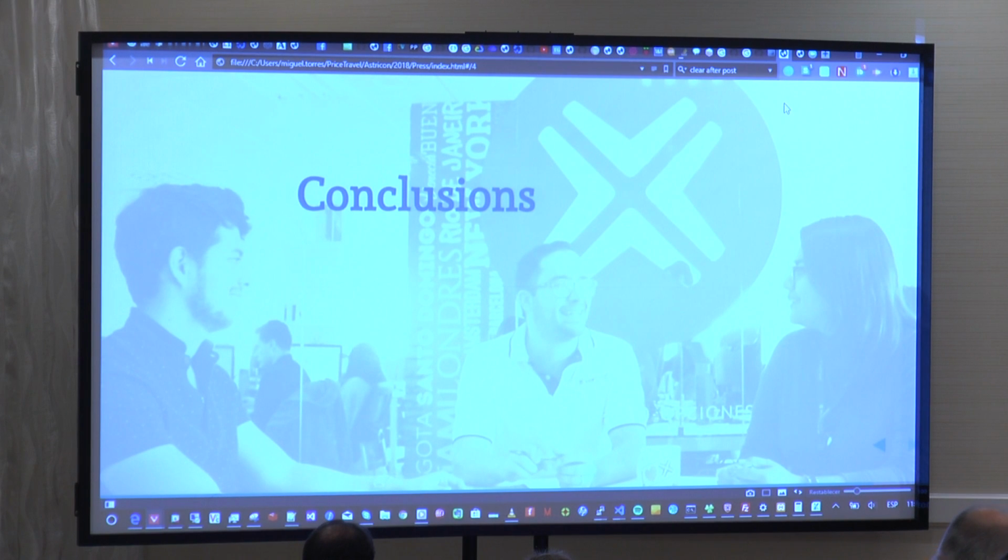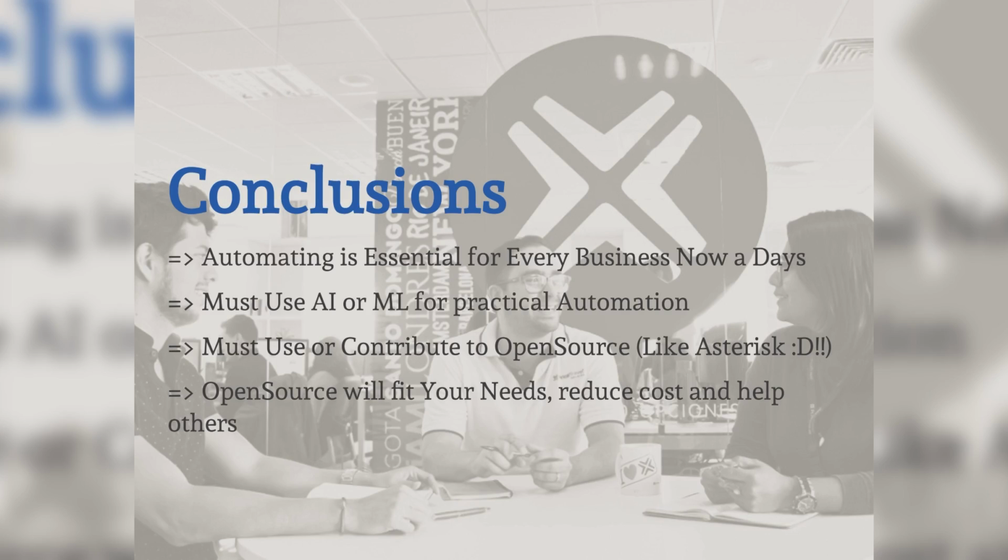The conclusion. Automating is essential for every business nowadays. You must use AI or ML for practical automation. You don't want to code everything. You must use or contribute to open source like Asterisk. Open source will fit your needs, reduce costs, and help others.